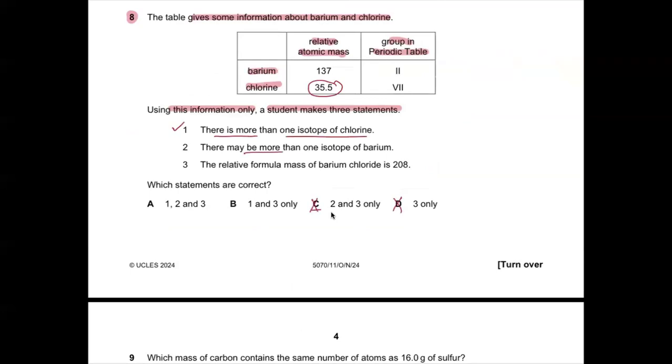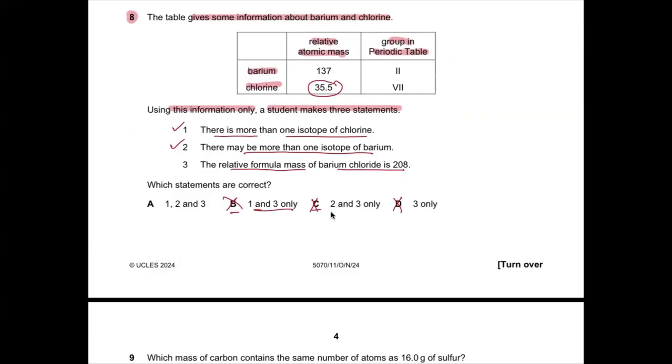Now, there may be more than one isotope of barium. Yes, there is a possibility as well, because that is not assured, but there is a possibility. So the second statement is correct as well. So it means C, B go wrong as well. The relative formula mass of barium chloride is 208.